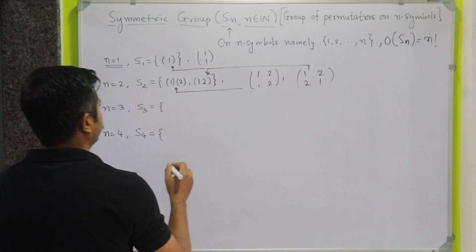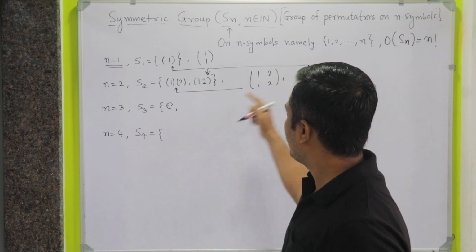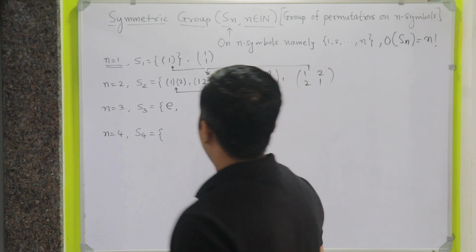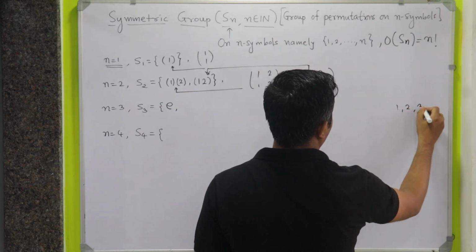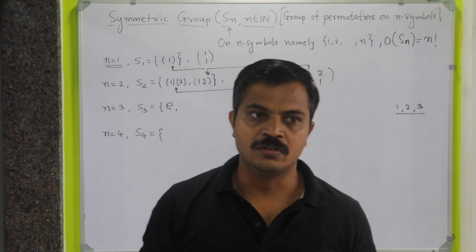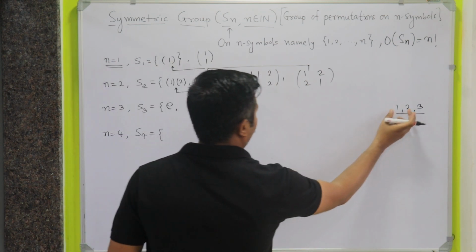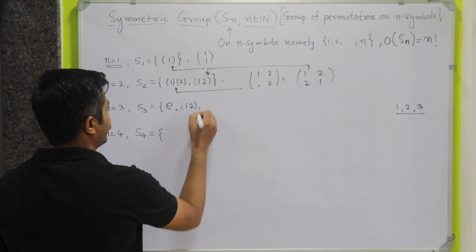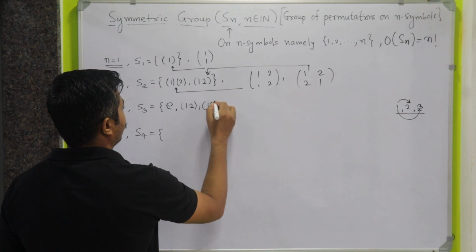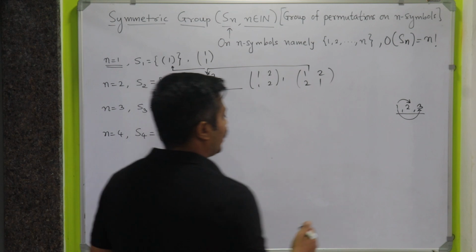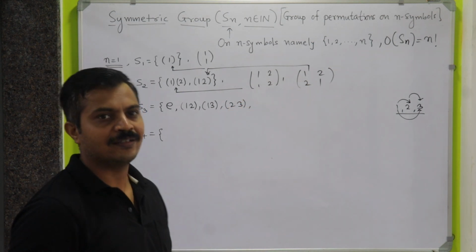Next, writing the elements of S3. This is on 3 symbols. For the identity element, I am going to use the notation e now. It means that 1 maps to 1, 2 maps to 2, and 3 maps to 3. Since n is equal to 3, this is going on 3 symbols, namely 1, 2, and 3. First of all, I will write down cycles of length 2, and later on cycles of length 3. First I take 1 and 2 together, a cycle of length 2, that is (1 2). Then I will have (1 3), a cycle of length 2 once again, which is nothing but a transposition. And finally I will take (2 3). So this covers all the cycles of length 2.